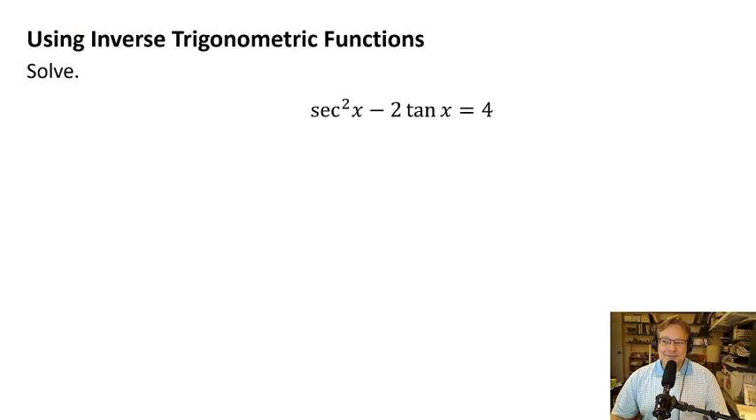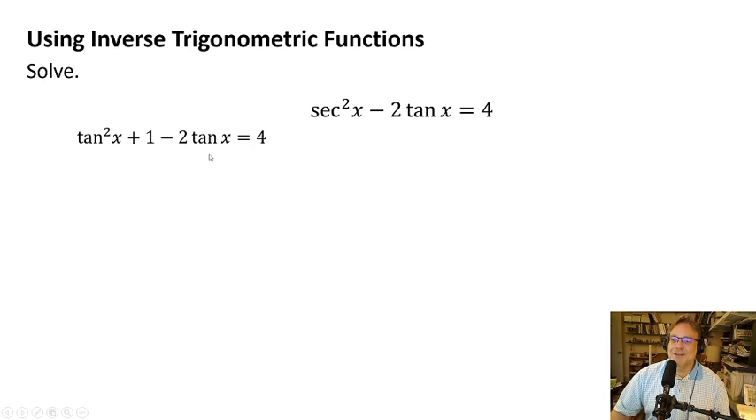All right, here's another example of some kinds of things that we can solve here. Secant squared of x has a pretty strong and pretty easy to remember connection to tangent squared of x, so it's not too difficult to get all of this in terms of the same trig function here. Tangent squared x minus 2 tangent x minus 3 is equal to 0. So we've set everything equal to 0 here, and we've got basically a quadratic equation here in tangent.